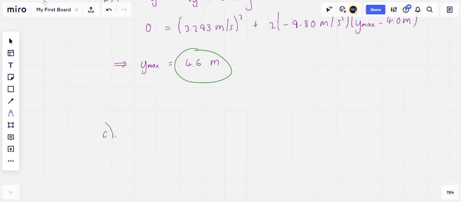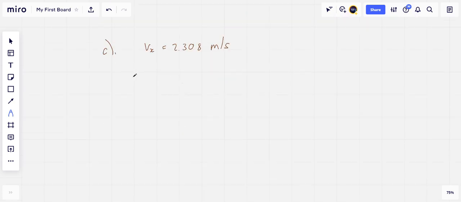And lastly, for part C, we want to find the velocity Vf with which she enters the water. Now, to find the velocity when she enters the water, the horizontal velocity is constant. Vx is equal to 2.308 meters per second, and the vertical velocity can be found from a kinematic equation. Vy is equal to v0y plus at.